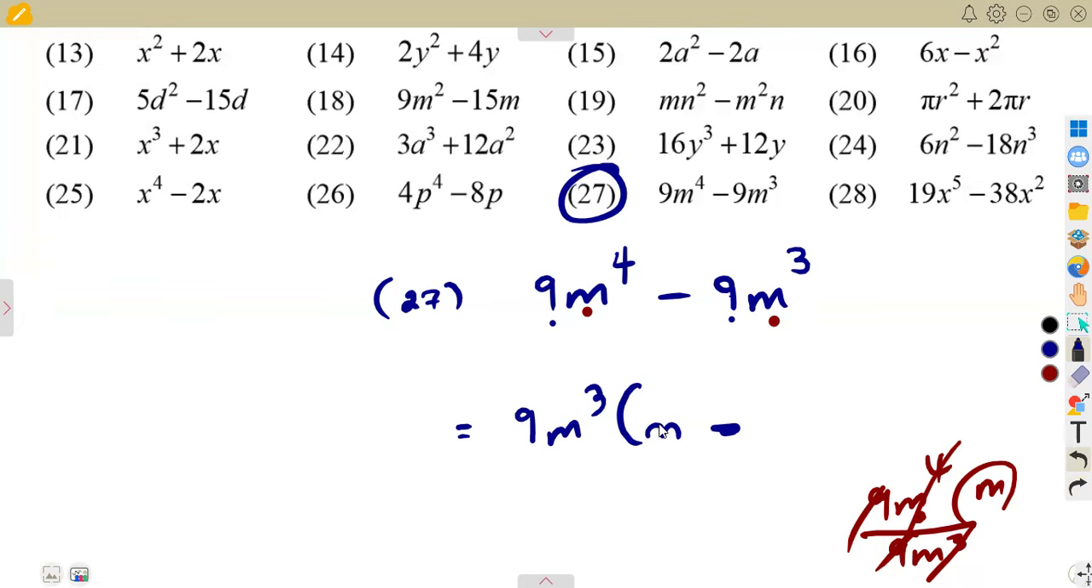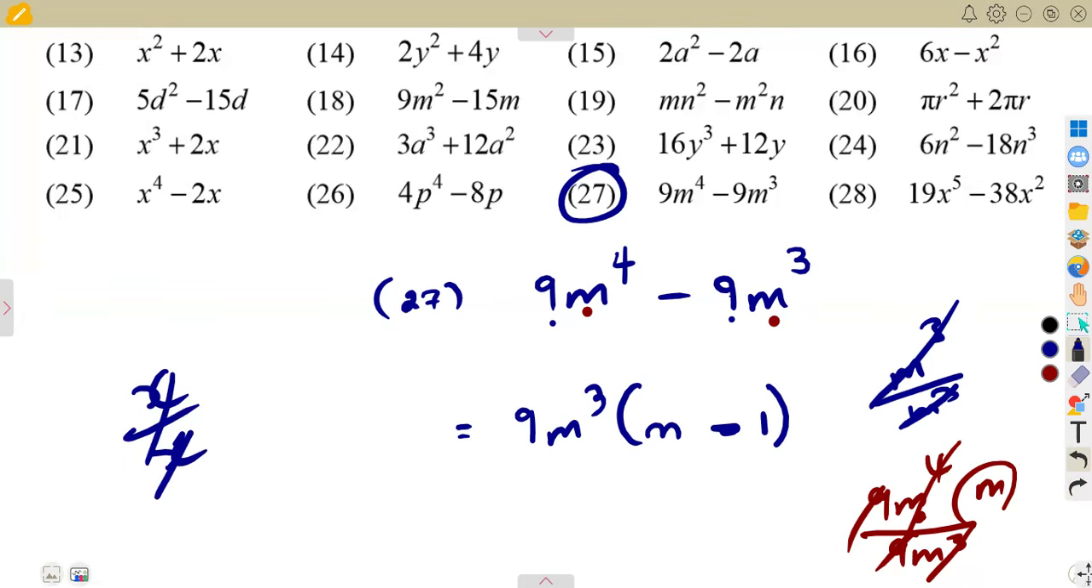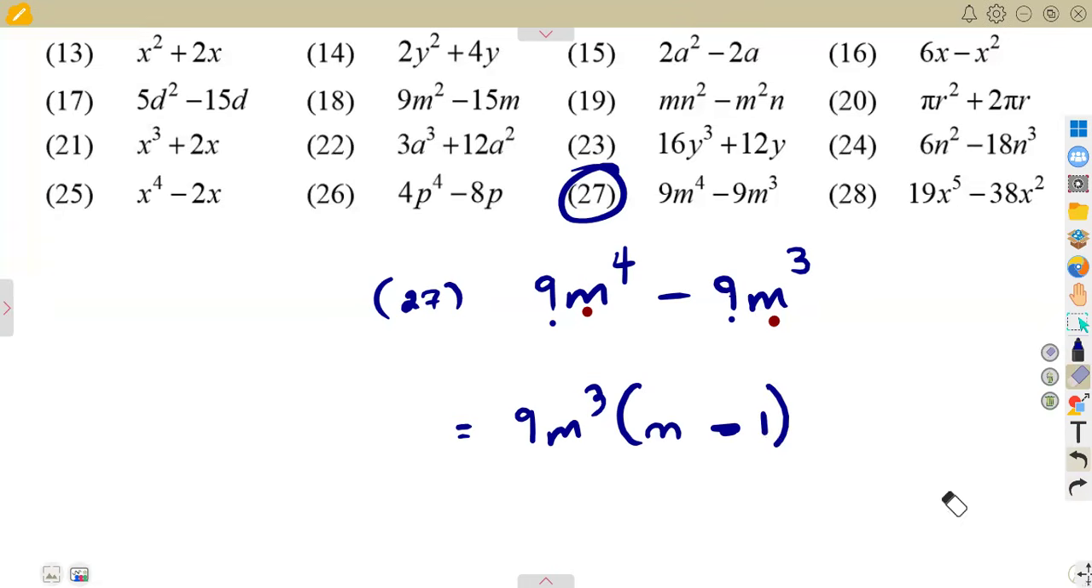For m, there are 3 here and 3 there, so they cancel each other. So it's just going to be a 1, because m to the exponent of 3 over m to the exponent of 3 totally cancels. Remember, if the term and the term are the same and you are dividing, that gives us a 1. So it is going to be m minus 1 at the end, inside of the bracket. So this is the idea of the questions that we have.